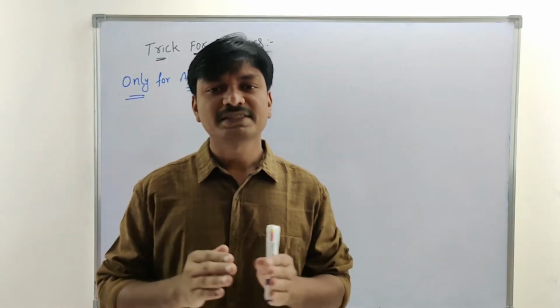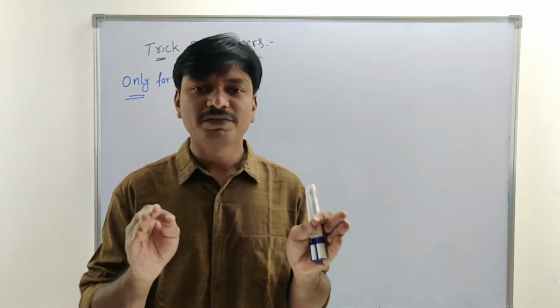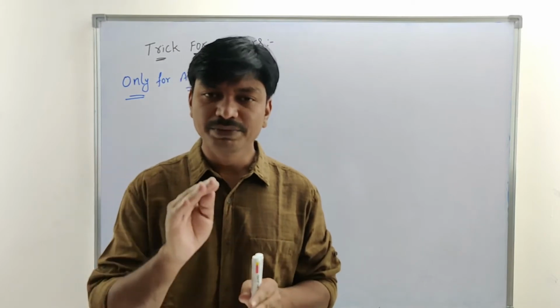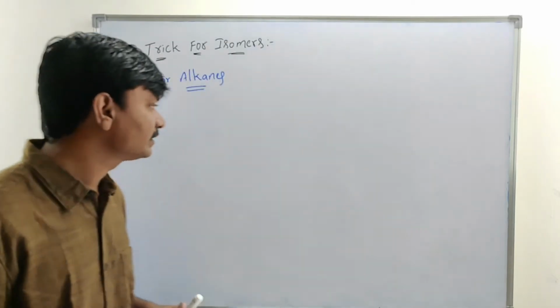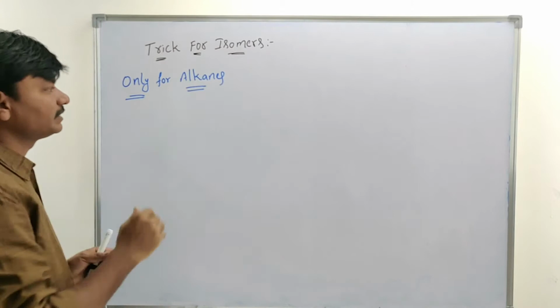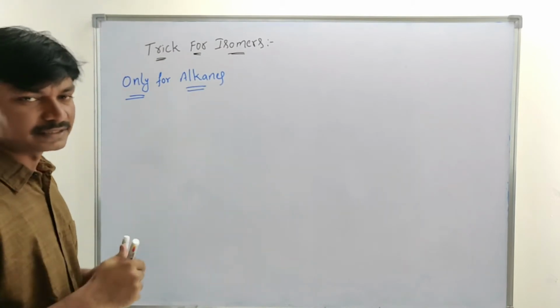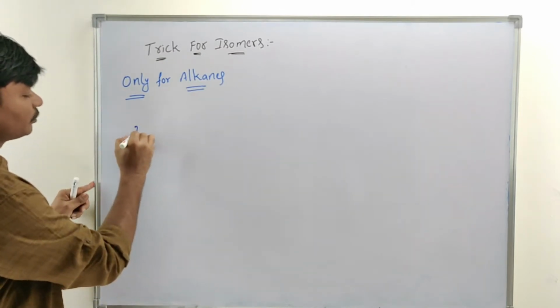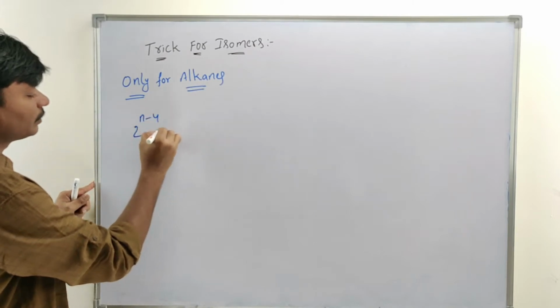Today we are going to discuss how to find the number of isomers for alkanes by using a simple trick. The trick is for isomers only for alkanes. Clear? It is 2 power of n minus 4, plus 1.